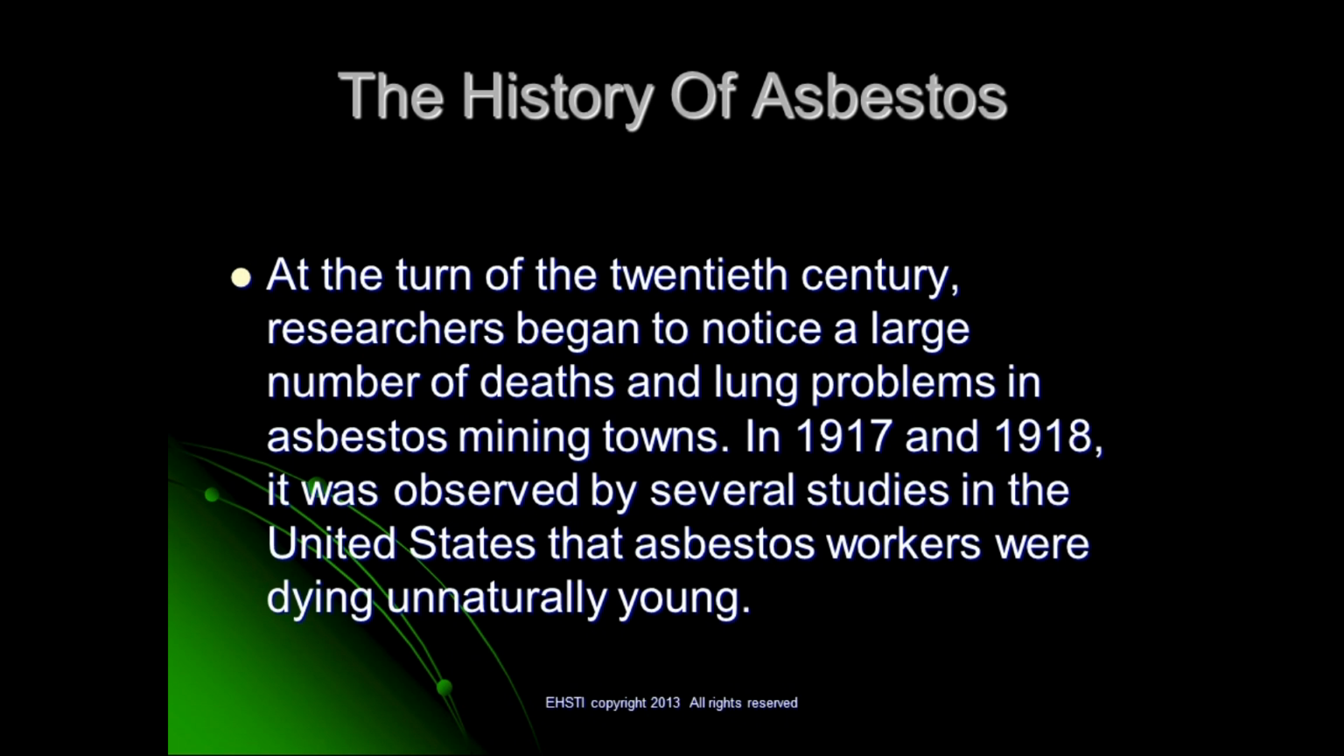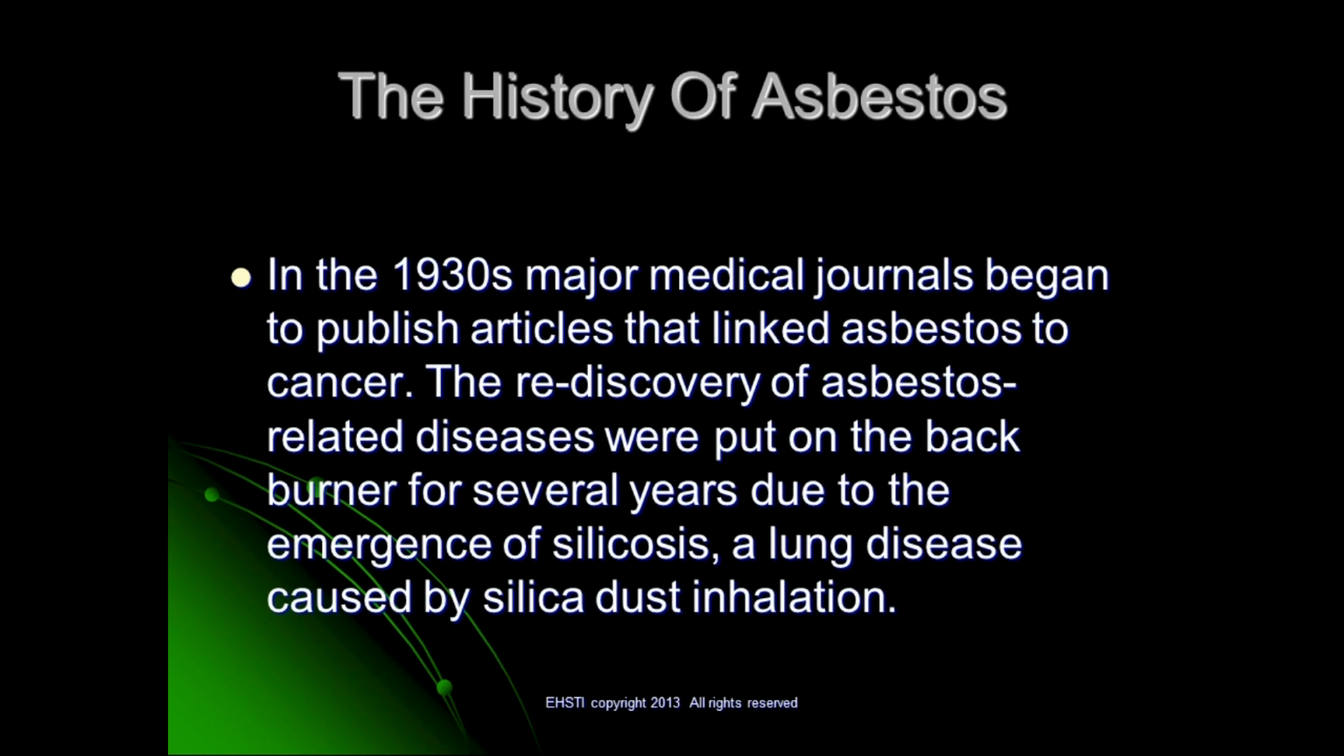At the turn of the 20th century, researchers began to notice a large number of deaths and lung problems in asbestos mining towns. In 1917 and 1918, several studies in the United States observed that asbestos workers were dying unnaturally young. In the 1930s, major medical journals began to publish articles that linked asbestos to cancer. The rediscovery of asbestos-related diseases was put on the back burner for several years due to the emergence of silicosis, a lung disease caused by silica dust inhalation.